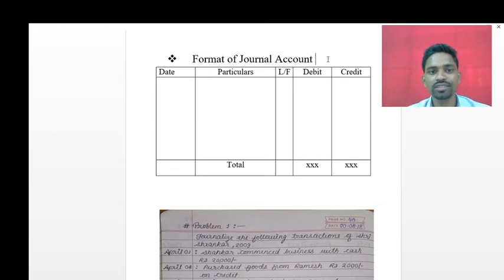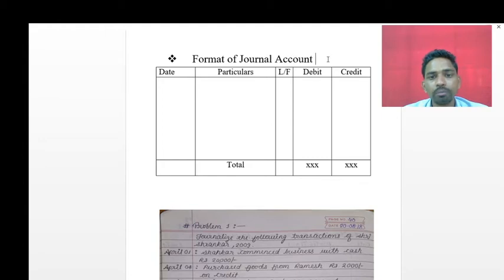Hi students, in the last class we saw what is meant by journal book, journalizing, journal entry, and narration. There are two types of journal entries, the simple journal entry as well as the compound journal entry. I hope all of you understood that lecture.